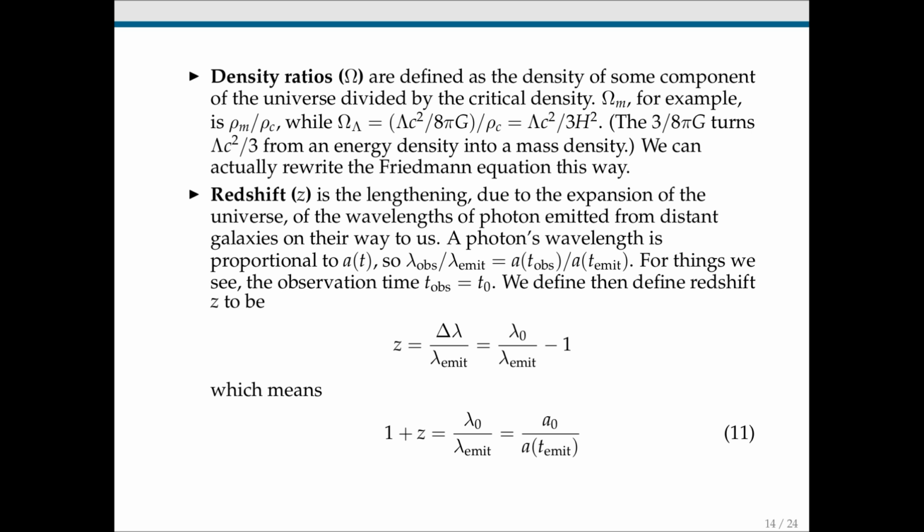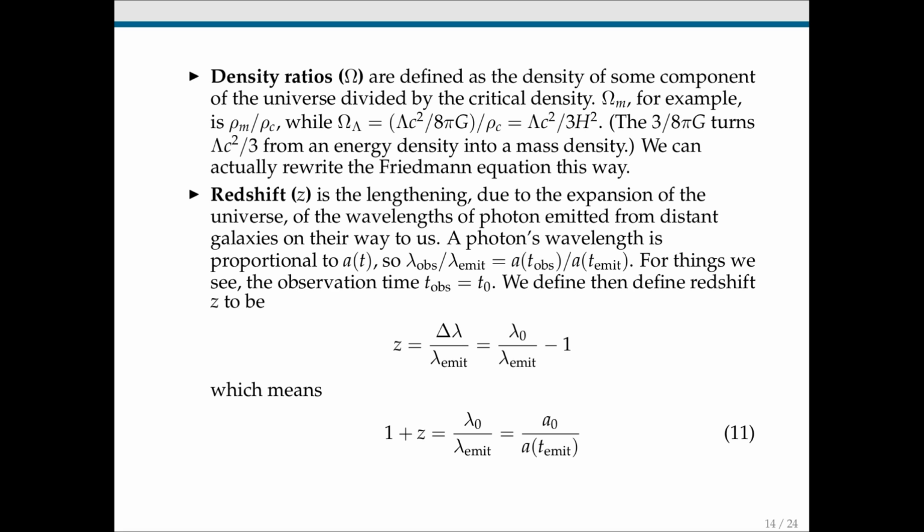Two more things. We commonly speak of a density ratio, and that's defined as the density of some component of the universe divided by the critical density. Omega m, for example, is rho m over rho c, while omega lambda is equal to this thing over here. And that's just the dark energy density scaled so that it becomes a matter density, and then divided by the critical density. We can actually rewrite the Friedmann equation this way, but we won't do that because it's beyond the scope of this video.